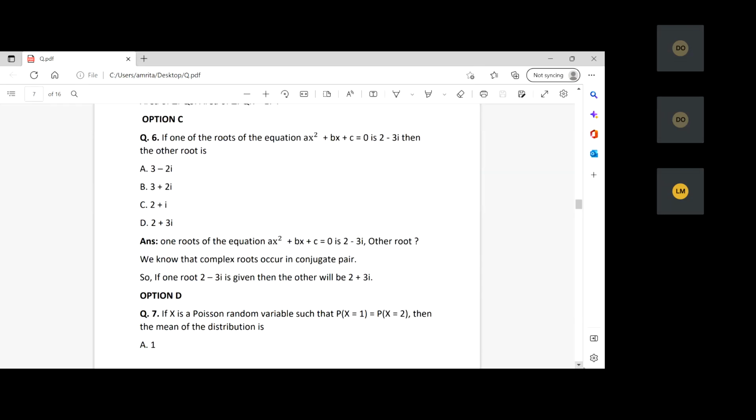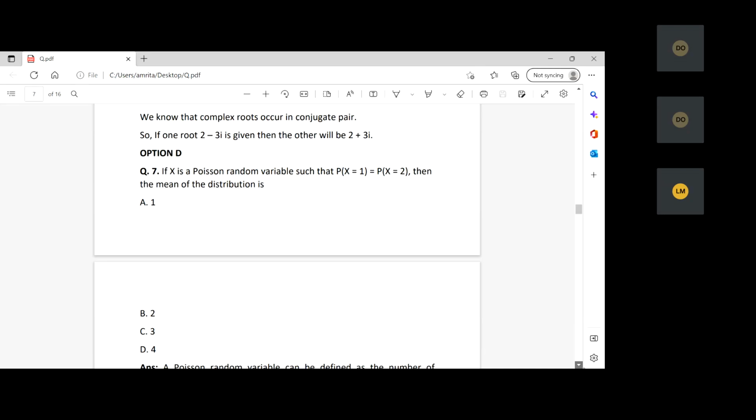Now moving on to the next question, which is also a very simple question, but a common type of question in all the competitive examinations. I hope you have studied the Poisson distribution also, the Poisson random variable. If x is a Poisson random variable such that P of x equal to 1 is equal to P of x equal to 2, then the mean of the distribution is? You need to know the formula to solve this question. Then it's really simple. So start remembering the Poisson random variable that you have studied.